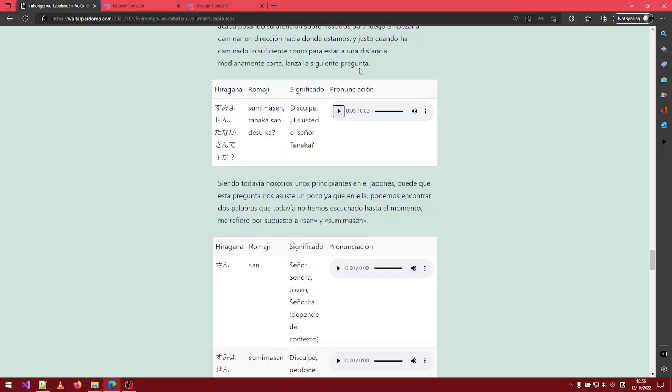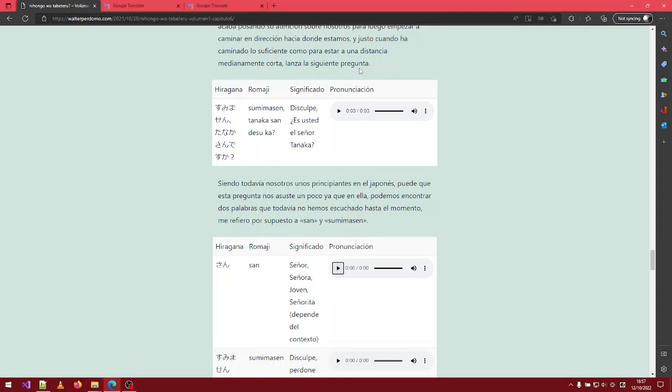San, さん. So what is exactly san? San is like a Japanese honorific. I have no idea how to call that, but it's like Mr., Mrs., Miss, like Miss Mamiko, Miss Komiko.